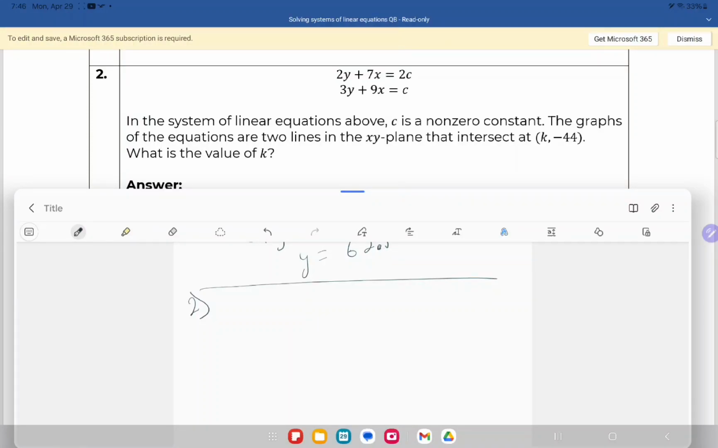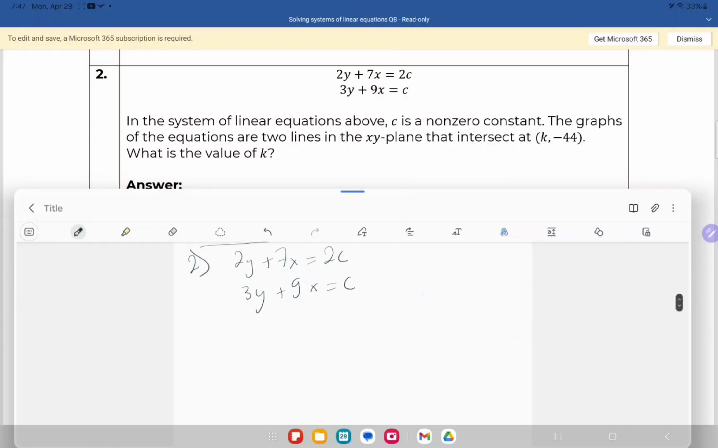Okay, so 2y plus 7x is equal to 2c. 3y plus 9x is equal to c. So what do they want us to get? In the system of linear equations above, c is a non-zero constant. The graphs of the equations are 2 lines in the xy plane that intersect at (k, minus 44). What is the value of k?